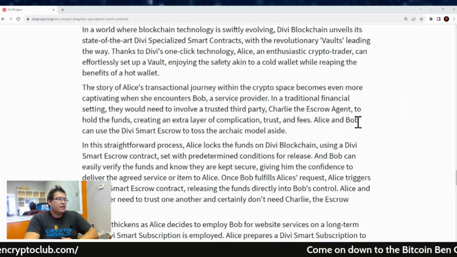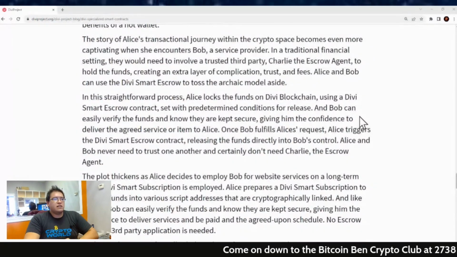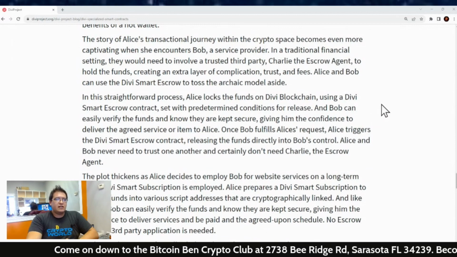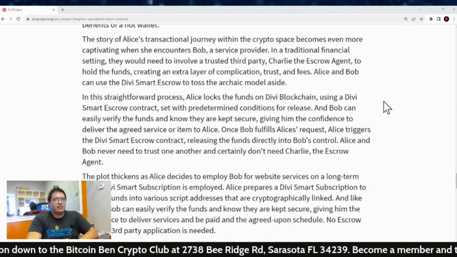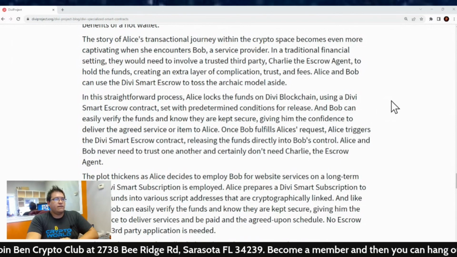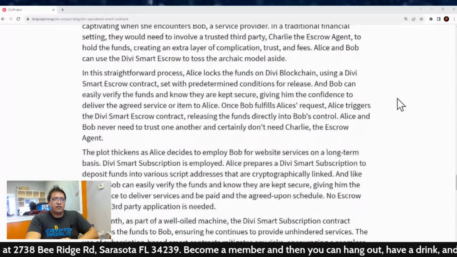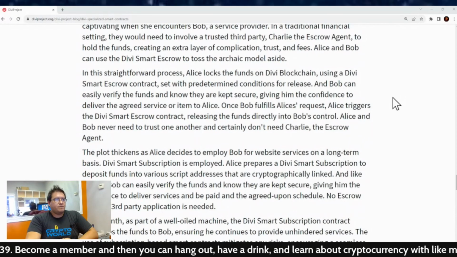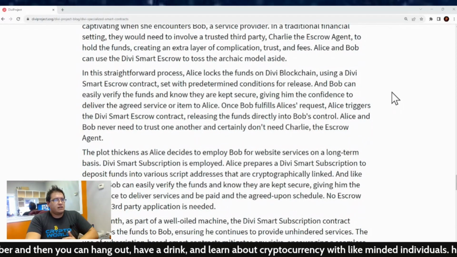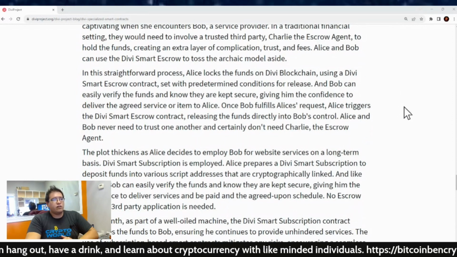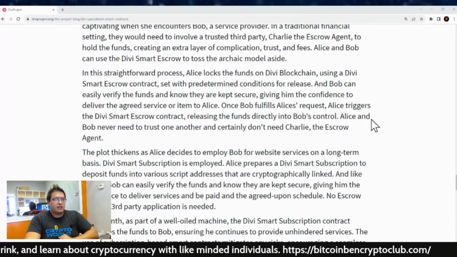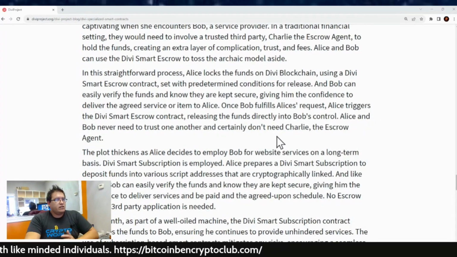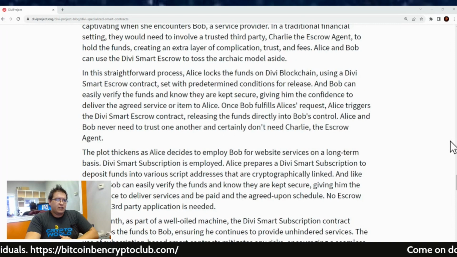Now, in this straightforward process, Alice locks the funds on Divi's blockchain using a Divi Smart Escrow contract set with predetermined conditions for release, and Bob can easily verify the funds and know they are kept secure, giving him the confidence to deliver the agreed service or item to Alice. Now, once Bob fulfills Alice's request, Alice triggers the Divi Smart Escrow contract, releasing the funds directly into Bob's control, and Alice and Bob never need to trust one another, and certainly don't need Charlie, the escrow agent, to do it.